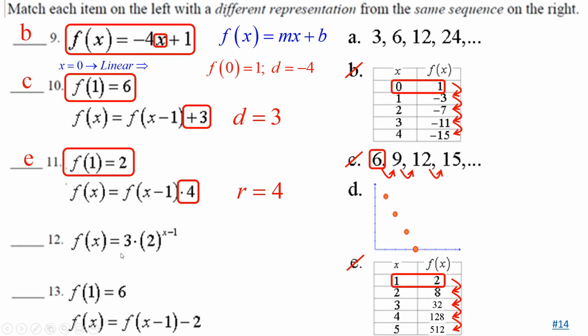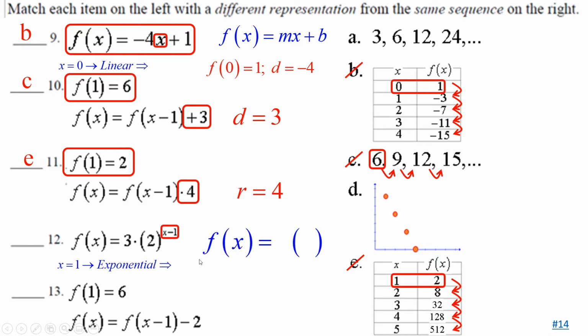Okay, number 12. Okay, this is exponential. This is f of x equals 3 times 2 to the x minus 1. Now, because I have an x minus 1, that means that my first x is going to be a 1, and my output when x equals 1 has to be this 3 right here. That tells me all of that right there.